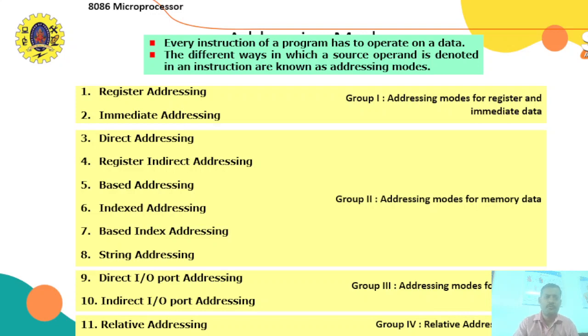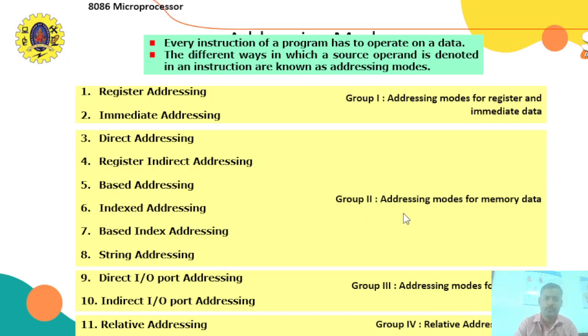So in group 1, we have the register addressing mode and immediate addressing mode. Register means that both source and destination must be registers. Immediate means the instruction itself contains the values. Here the address will be mentioned, and from that address the data will be accessed.